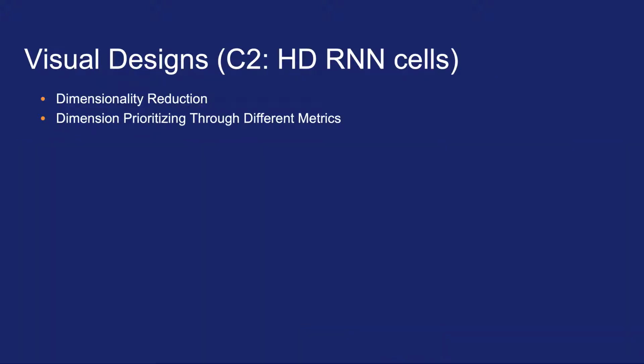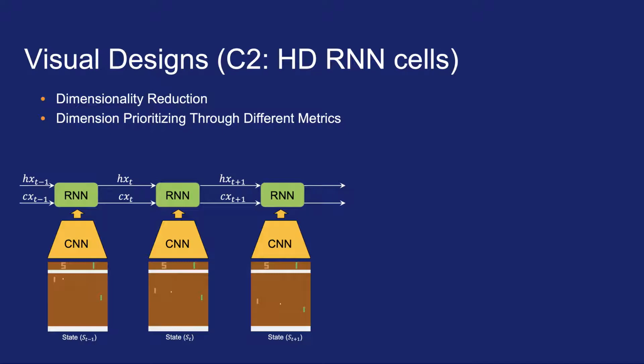The second challenge is the high dimensionality of the RNN internal states. We also use two techniques to address it. The first one is dimensionality reduction. Let's take the cell state as an example. Assume the dimensionality of those RNN cells is 256, and the current episode has 1000 steps.